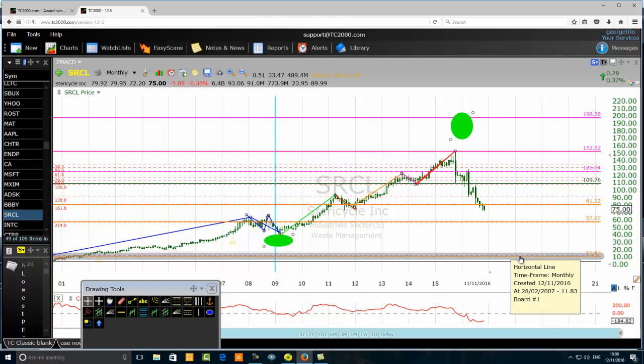So here we stop here. Those are the key levels that we want to watch as we apply it to the Fibonacci extension.